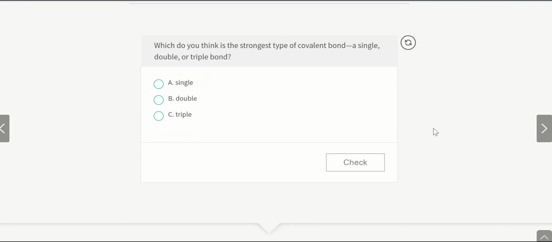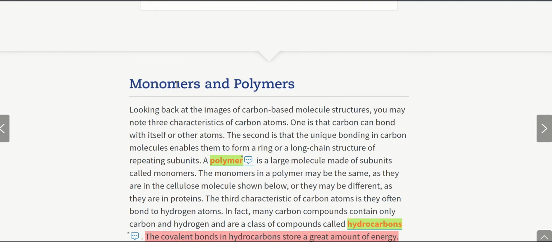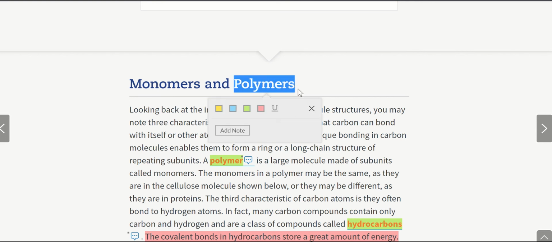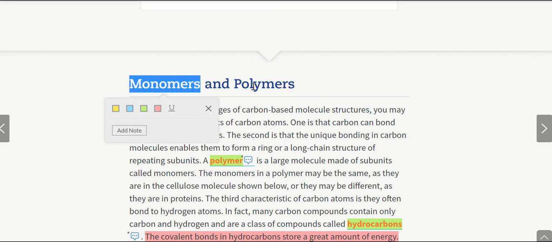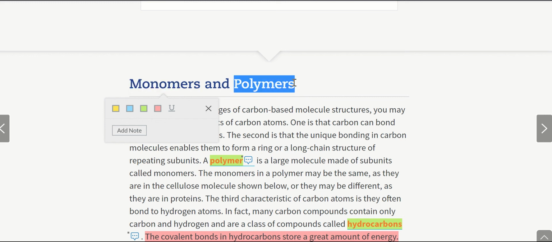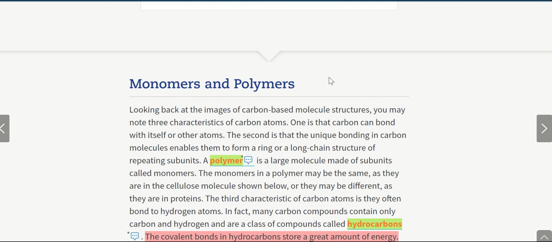Okay? So as we come down here, now we're going to talk about monomers and polymers. And what all that means is that these molecules, like we've talked about, lipids and carbohydrates and proteins, are all what we call polymers. And I want you to think about polymers as a long chain. And those long chains are going to be made up of monomers. So for example, like a pearl necklace is a chain of pearls.